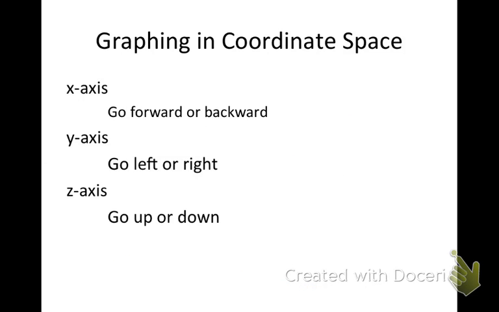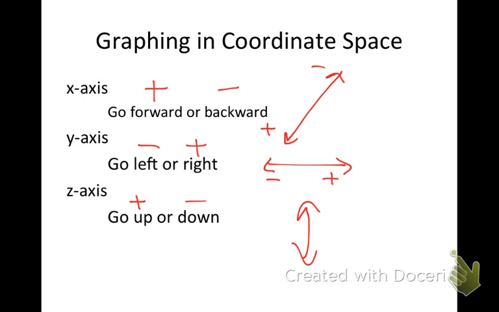So here's what I'm looking at now. When I talk about the x-axis, I'm going to go forward or backward. I'm going to go forward if it's a positive number, backward if it's a negative number. If I look at the diagonal there, forward positive, backward negative. Y-axis: left negative, right positive. I'm going to go left if it's negative, right if it's positive. And then my z-axis, I'm going to go up positive, down negative.